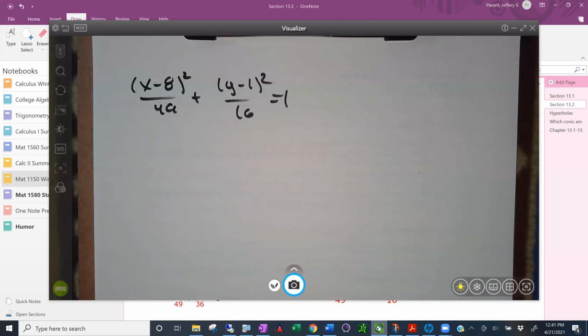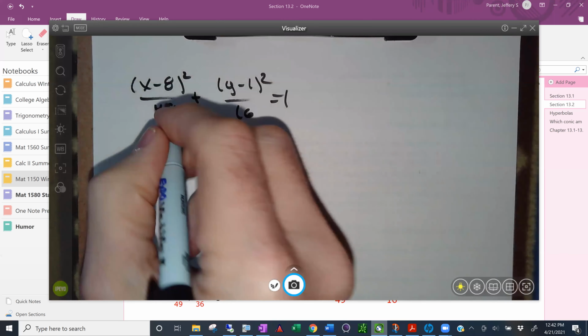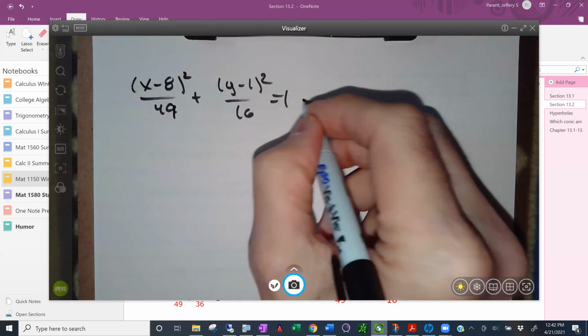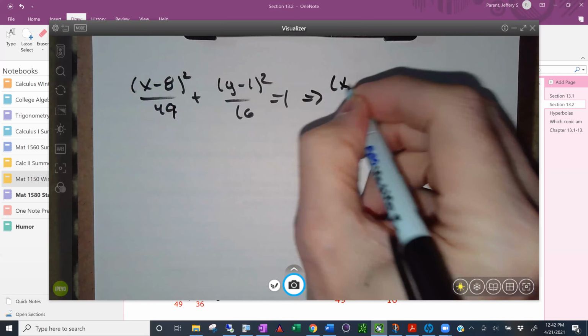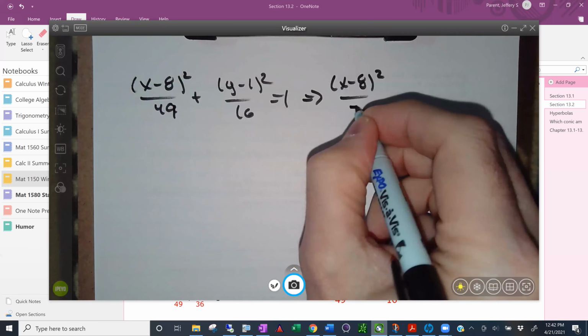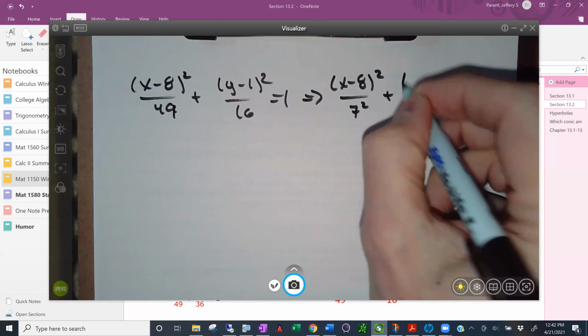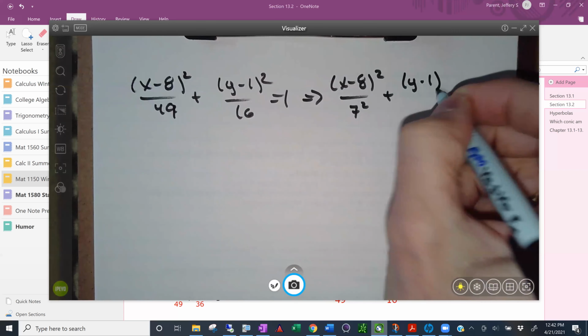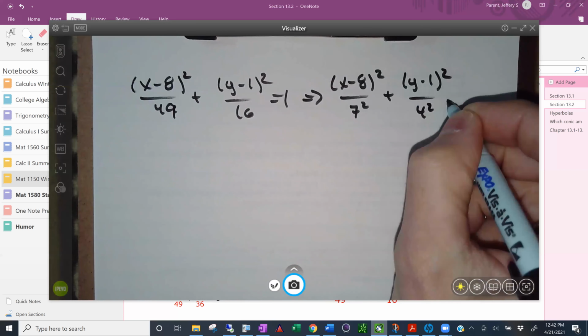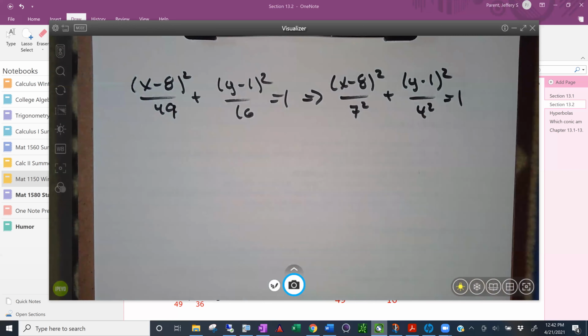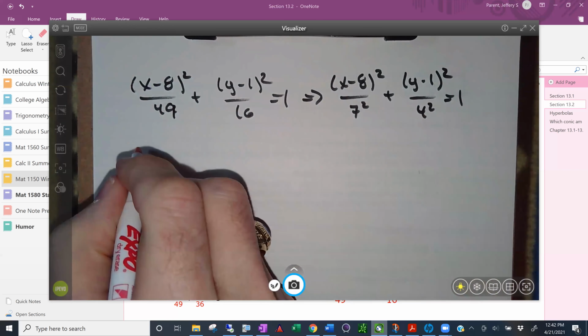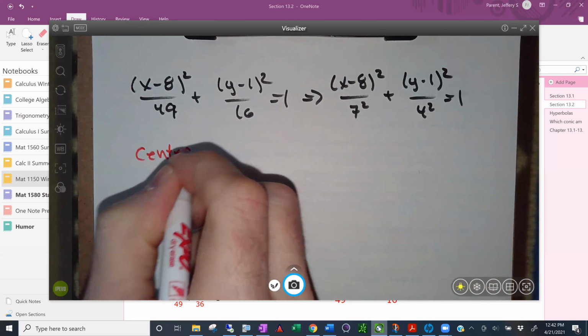Zoom. There we go. That's a 9. I'd probably write it as (x minus 8) squared over 7 squared plus (y minus 1) squared over 4 squared equals 1. What's one important difference between this one and the last one? Can anyone see?